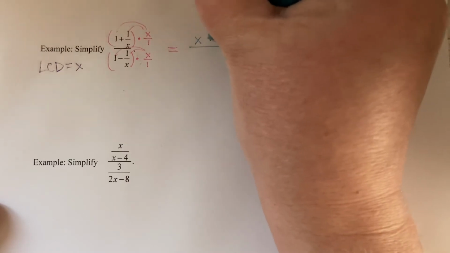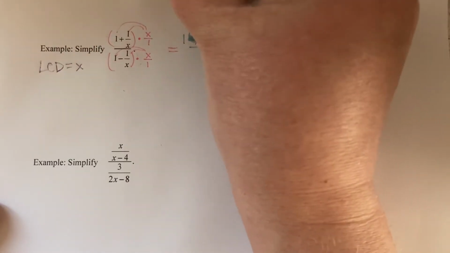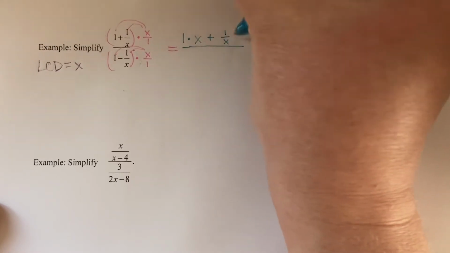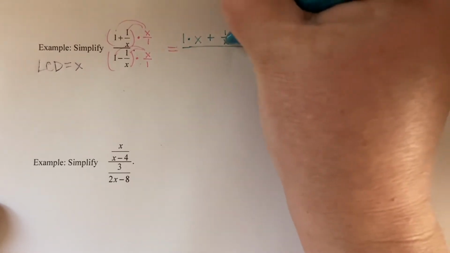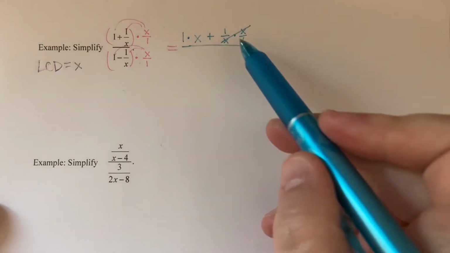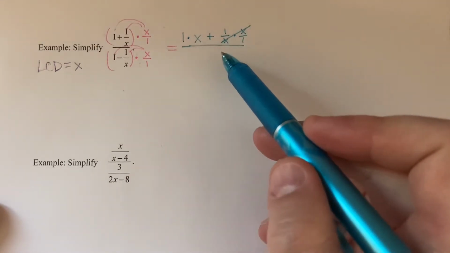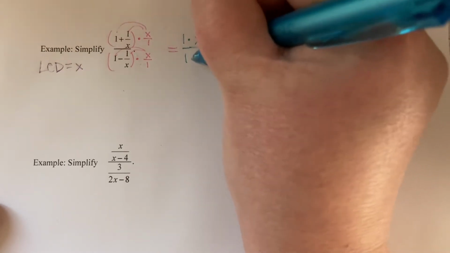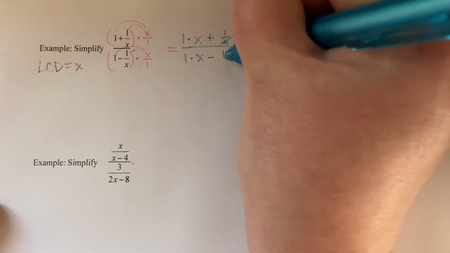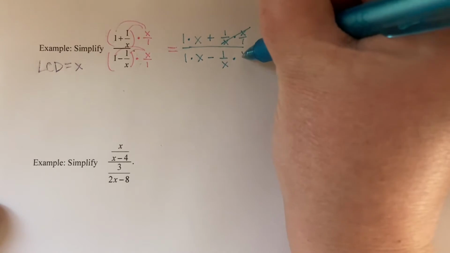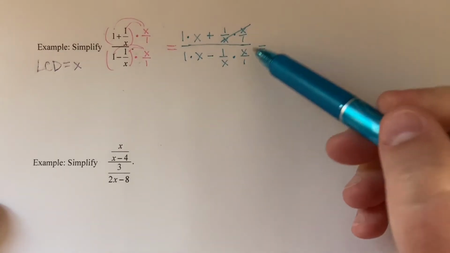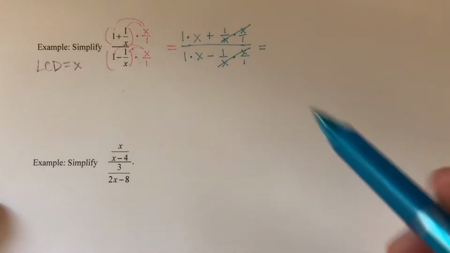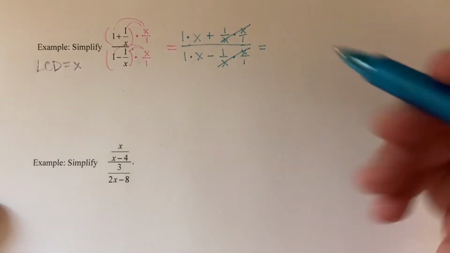And then, maybe I should write this out a little better. So it's 1 times x for the first one. The next one is going to be 1 over x times x over 1. Well, the whole reason we did this is so that the denominator would cancel. In the bottom, I get 1 times x, then minus 1 over x times x over 1. So I'm just putting this over 1 when it's a fraction, just to help me line it up so that it's clear what cancels.